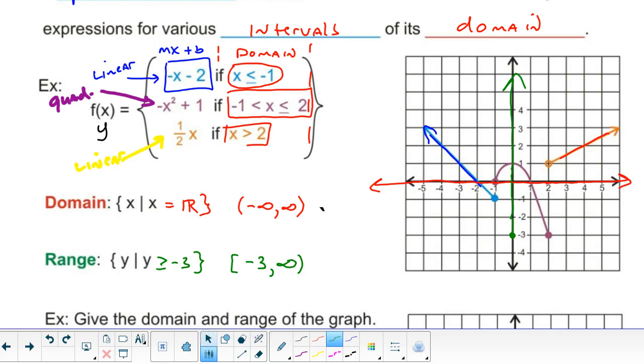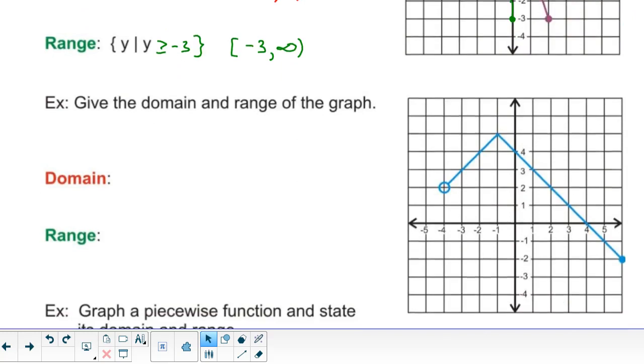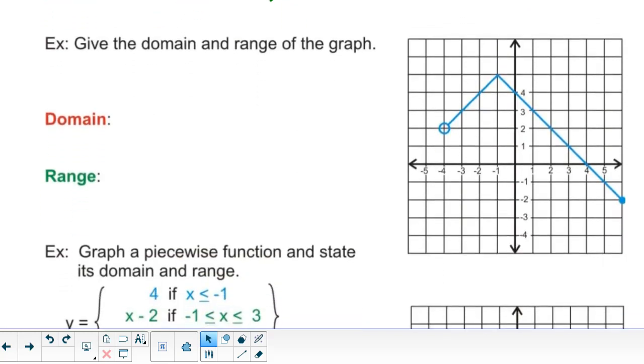Piecewise functions, I think they're quite interesting. So let's look at another one. Here's another piecewise function, and we want to give the domain and the range. All right, so feel free at any time to pause the video and try to think it through yourself to see if you're understanding.